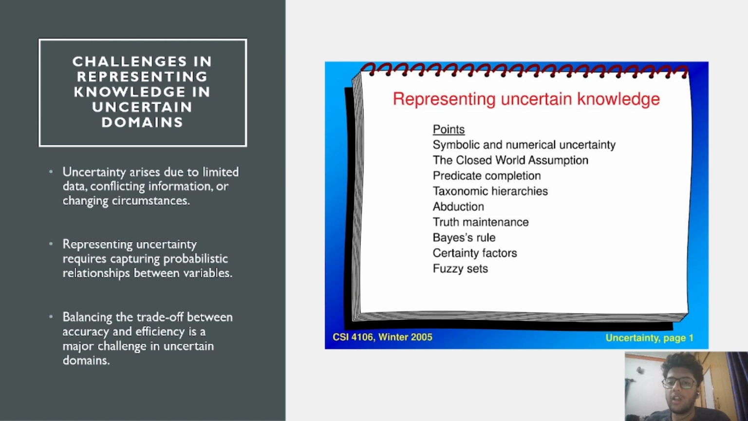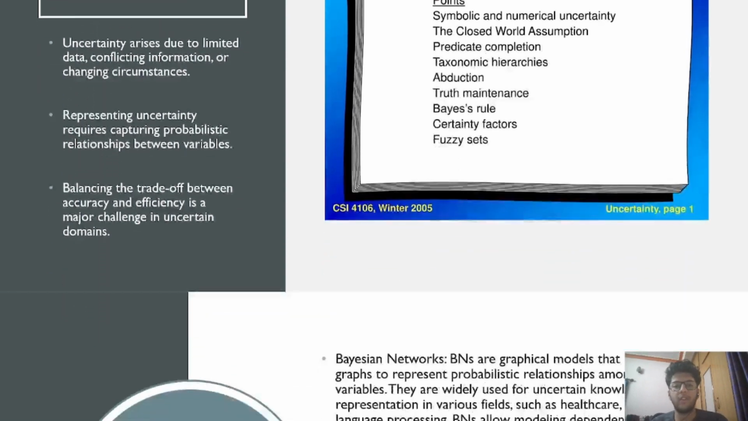And representing uncertain knowledge, some of the key points are symbolic and numeric uncertainty, the closed world assumption in which everything is defined, and predicate completion, that is using prediction using predicates, and taxonomic hierarchies to be able to predict using hierarchies, and abduction, truth maintenance, Bayes rule, certainty factors, and fuzzy sets. So these are some key points.